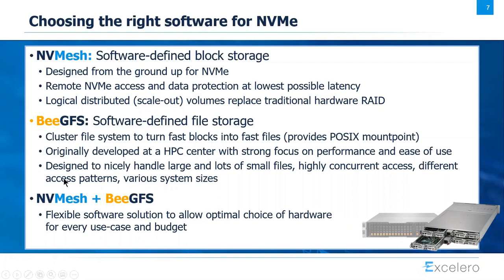Typically what your applications will want to have is a file system on top of that. So for that, BeeGFS is optimal because it has been designed at an HPC center with a strong focus on performance, and the internal architecture has really been designed to efficiently handle lots of small files, highly concurrent access, and various system sizes scaling from very small up to very large, whatever makes sense in your environment. So what you have with both of them together is a very flexible software-defined solution that works on top of commodity hardware.